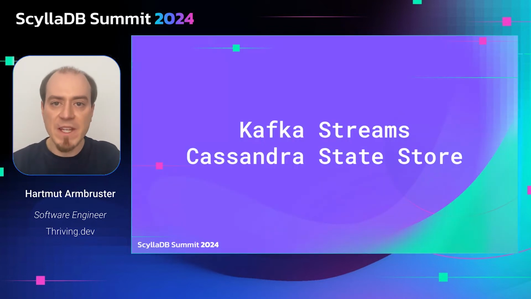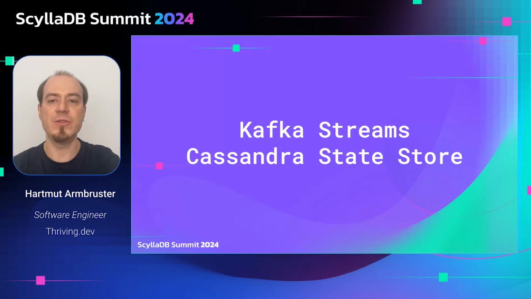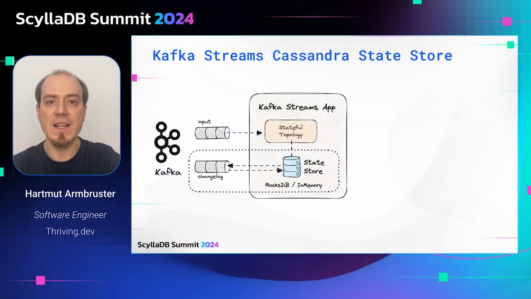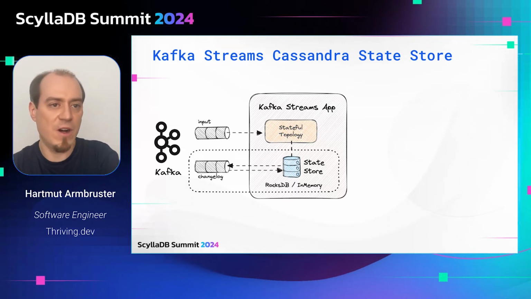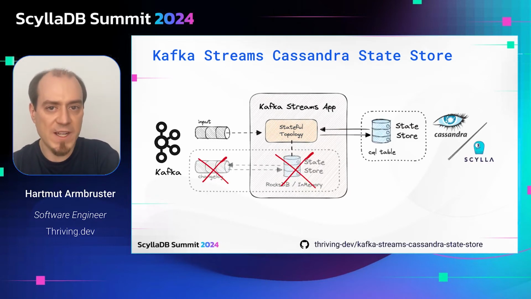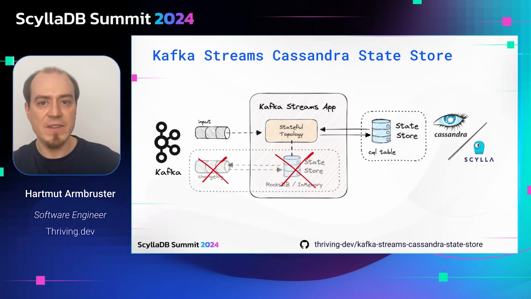So, having the groundwork laid out, let me introduce you to Kafka Streams Cassandra State Store. Let's start with the simplified architecture diagram from earlier of a stateful Kafka Streams application. Now, to modify for our state store, no surprise, we're going to replace the local state store with a Cassandra table. Simple as that. With the state persisted in an external database, there's no longer any need to restore state, so we can also drop the changelog topic that serves as our backup.